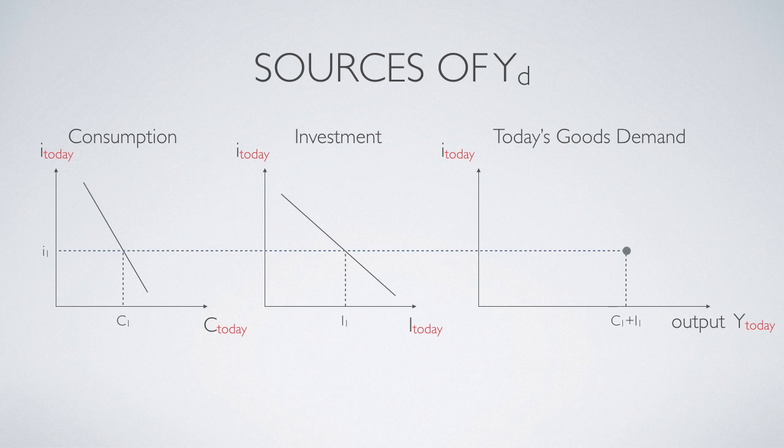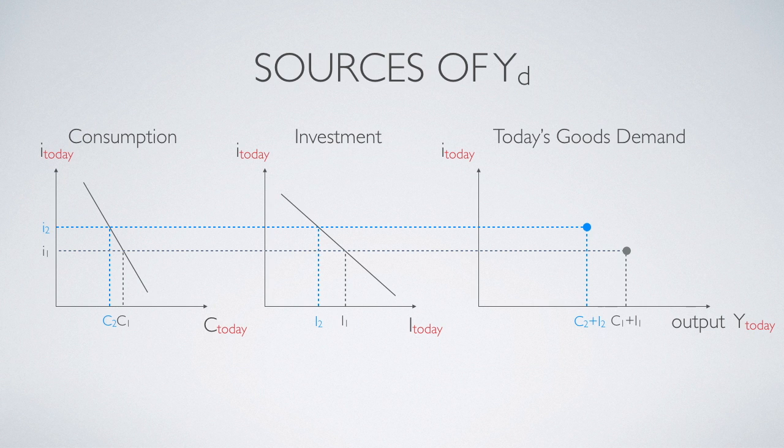Now, if we increase the interest rate to i2, then with this new higher interest rate, the consumption level today would drop to C2, and the investment level today would drop to I2. Therefore, under the higher interest rate i2, the final output demand quantity will simply be C2 plus I2, which is less than C1 plus I1.